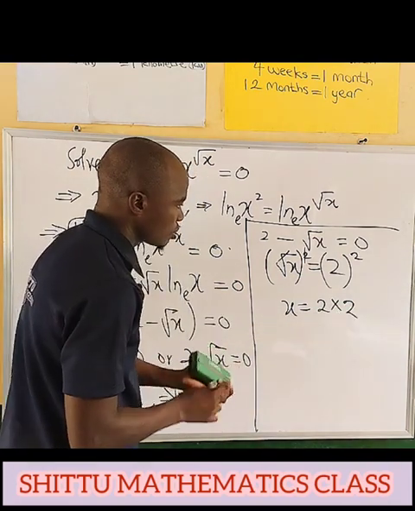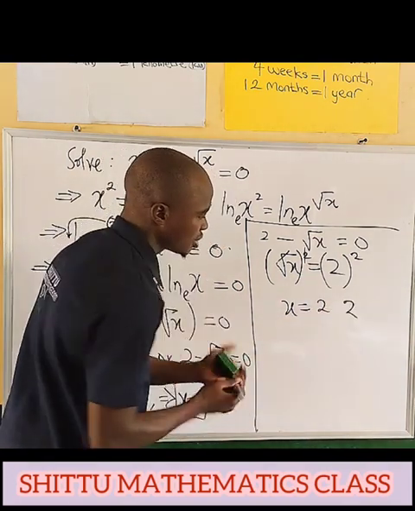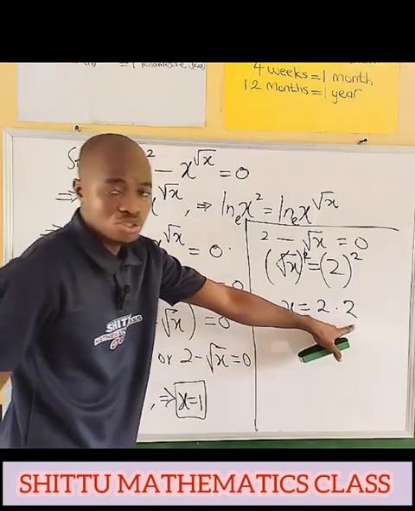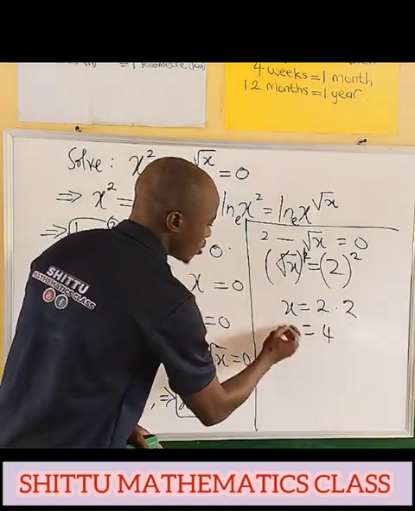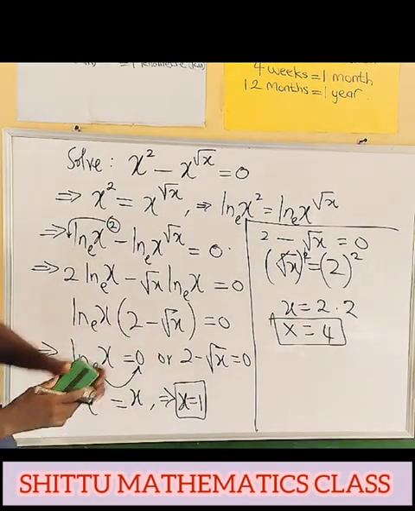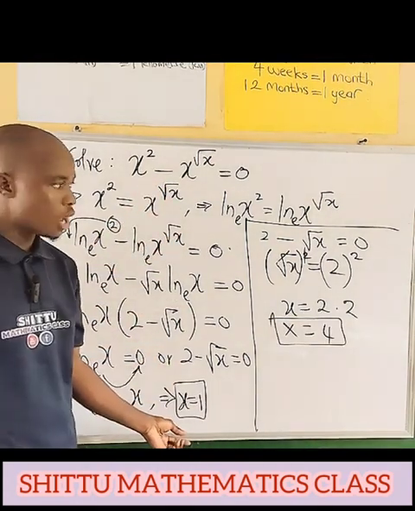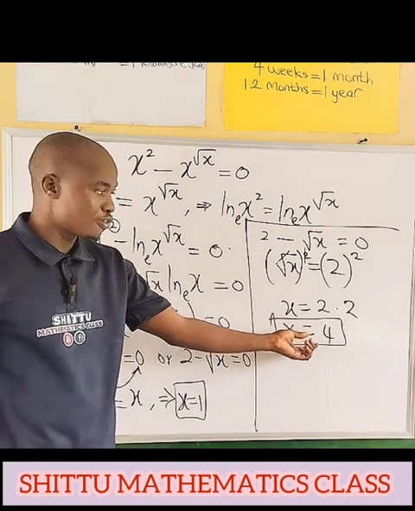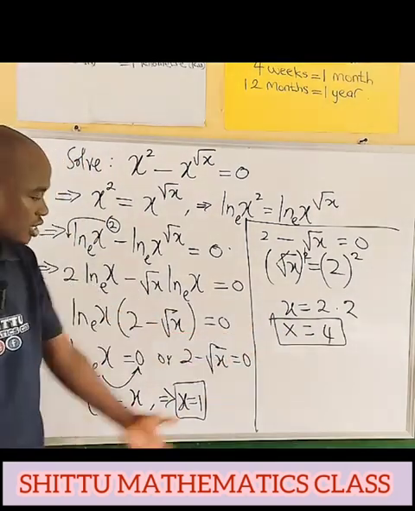Or we use this instead, that is dot. Sorry, 2 dot 2 is going to be 4. Then we have x equals 4. So now the two possible solutions to this problem are x equals 1 and x equals 4. So that is going to be the end of this lecture.